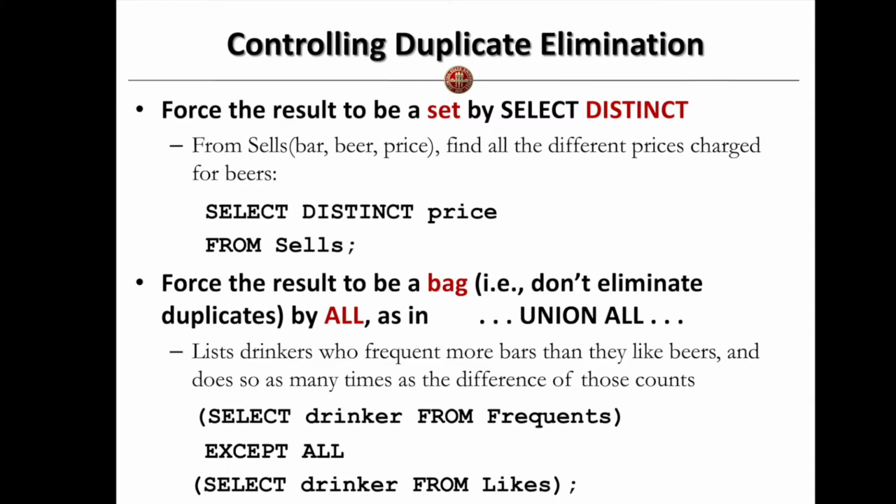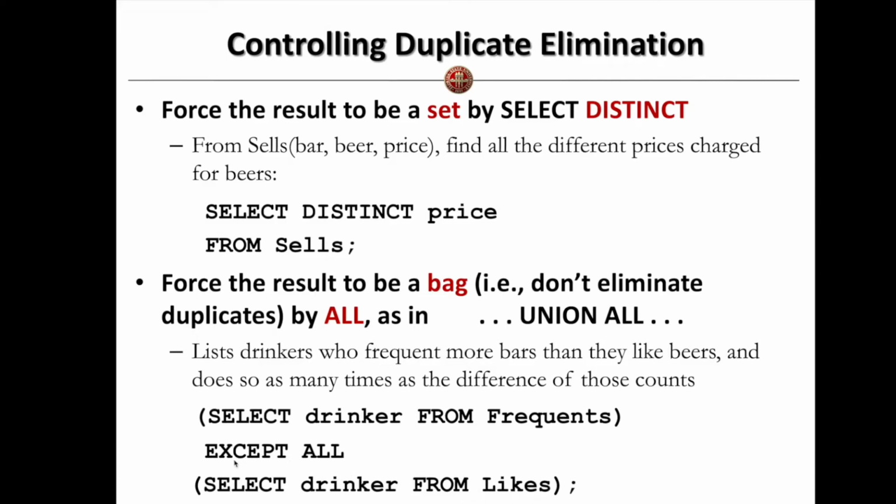How can we answer this question? We need to make sure these drinkers frequent more bars than they like beers. So the first part is how many times the drinkers frequent bars, as well as how many times they like beers. We can get the result by using subqueries. We can select drinker from the frequents table. In this way, we can find the appearances of these drinkers in the frequents table. And we're going to find the appearances of these drinkers from the next table by writing SELECT drinker FROM likes. And we want to use this set minus this set, right?